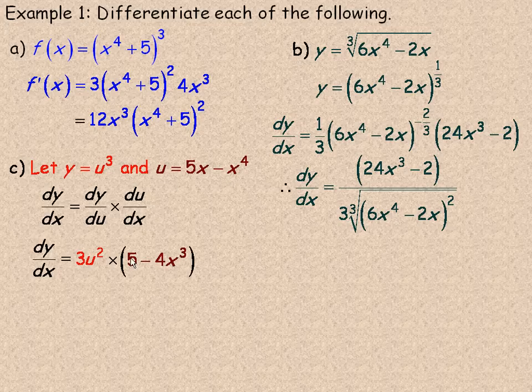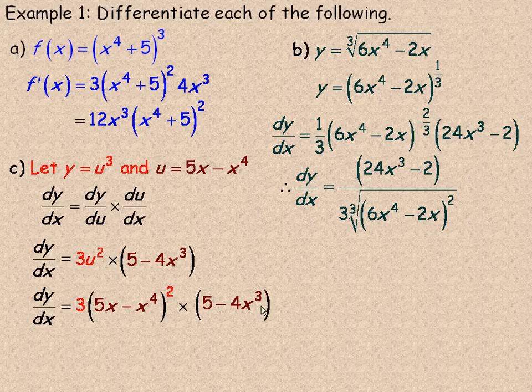So the derivative of 5x would be 5. Derivative of x to the 4th would be 4x cubed. And so that's the derivative. Now, generally you write this in terms of one variable. If it says dy dx, I want it in terms of x. So u here, remember, u is equal to 5x minus x to the 4th. So I'm going to substitute that in place of u. So it would be 3, and instead of u, I'll have 5x minus x to the 4th squared times, of course, the 5 minus 4x cubed.